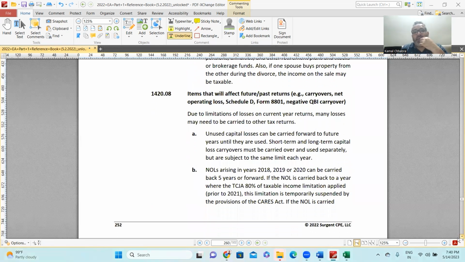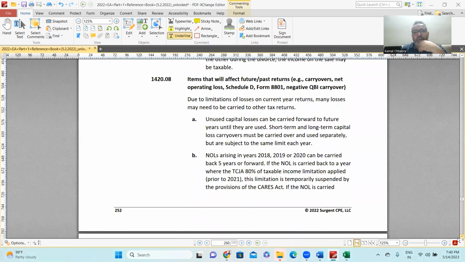Next is items that will affect future and past returns. That is carryover: net operating loss, Schedule D, Form 8801 or negative QBI carryover. Due to limitation of losses on the current year return, many losses need to be carried over to other tax returns. That means carried forward losses. An unused capital loss can be carried forward to future years until it is used. It can be short term or long term.